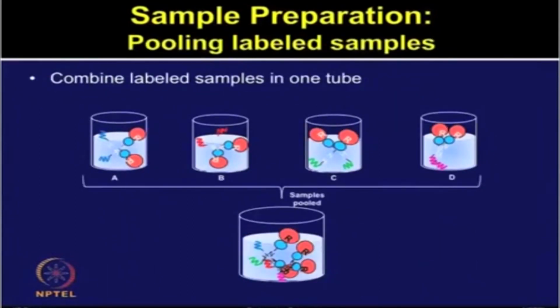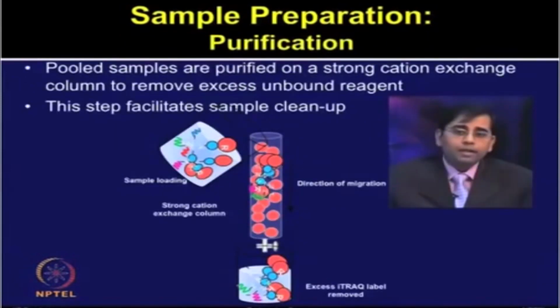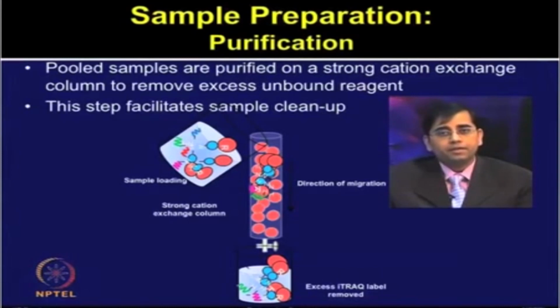Now, combine these labeled samples in one tube, so that later sample processing will not have any manual artifact. So, the labeling is performed separately, but after that all the labeled samples are pooled in one common tube. Now, these pooled samples can be further purified on a strong cation exchange column, so that the excess unbound reagents can be removed. This is an optional step, but it does help in proper cleaning and getting a better signal. So, this step facilitates sample cleanup, and although it is not essential, it is recommended.